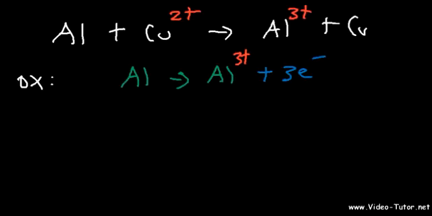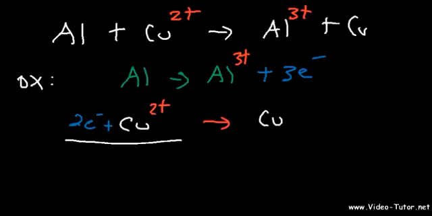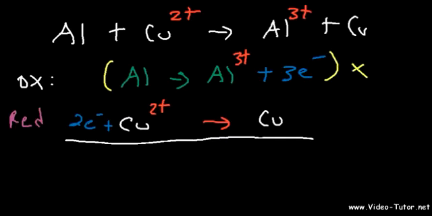Now for the second one, we have copper 2 plus on the left and copper on the right side. The left side has a higher charge, so we need to add 2 electrons to it. And now the second half reaction, which is the reduction reaction, is balanced. So now what we need to do is make sure the number of electrons are the same. So the least common multiple of 3 and 2 is 6. So we're going to multiply this equation by 2 and this equation by 3. And at that point, the number of electrons will be equal.